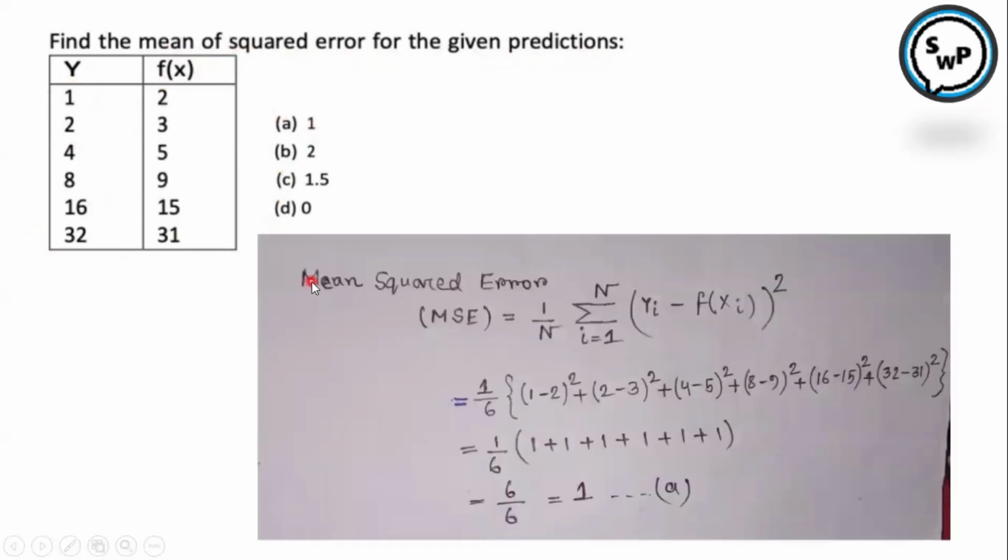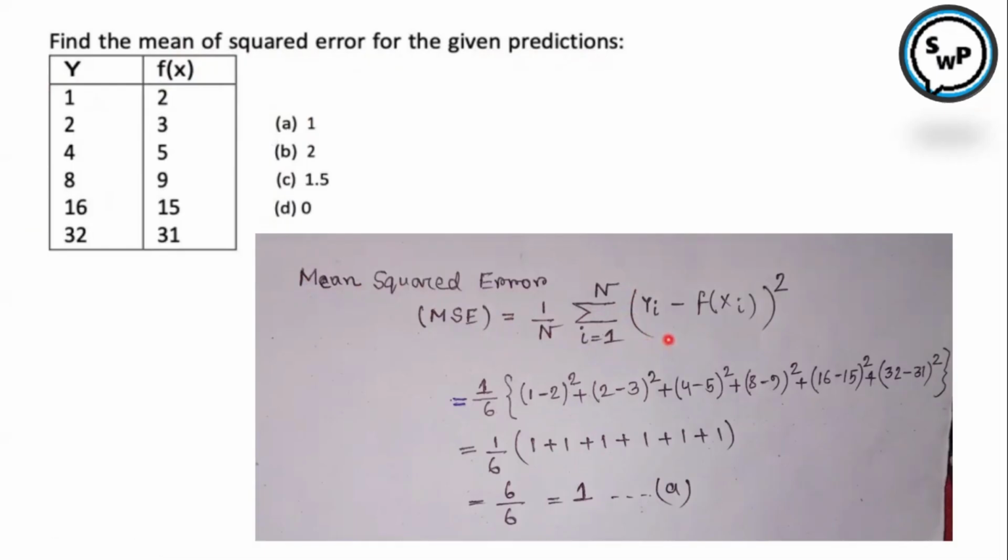Now coming to the third question. Find the mean squared error for the given prediction. So this is the table which is given and these four are the options. Now we have to remember this formula, that is mean squared error, MSE equals 1 by n, summation of i equal to 1 to n, (yi minus f(xi)) whole square. Now what is yi?